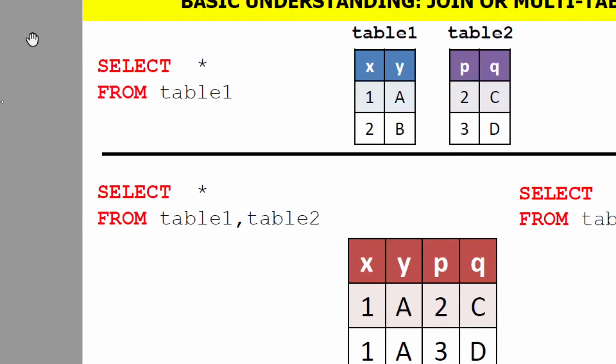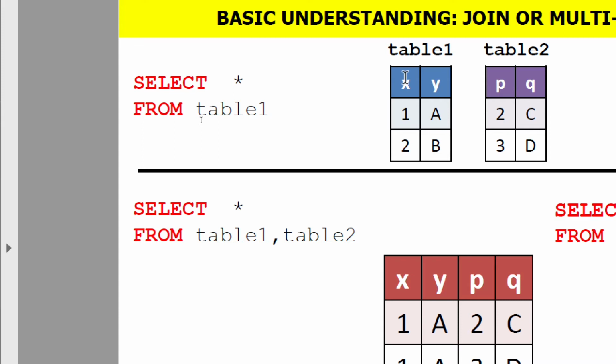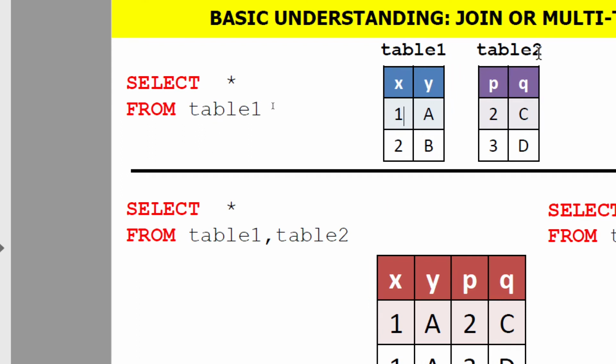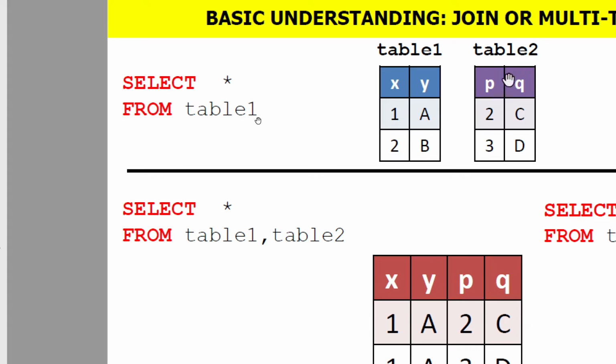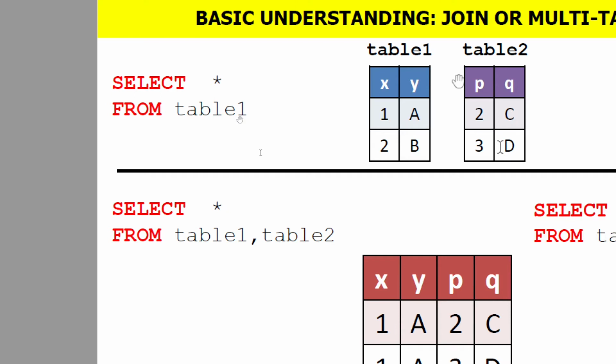Suppose I have a table called table 1. It has attributes x and y. 1, a, 2 and b are the contents of that table. So if I do select star from table 1, I will get this table over here. Let me add now one more table, table 2. The attributes of table 2 are p, q, and the contents are 2, c, 3 and d. So if I want to combine table 1 and table 2 together and get some results, then I will have to do a thing called a join.